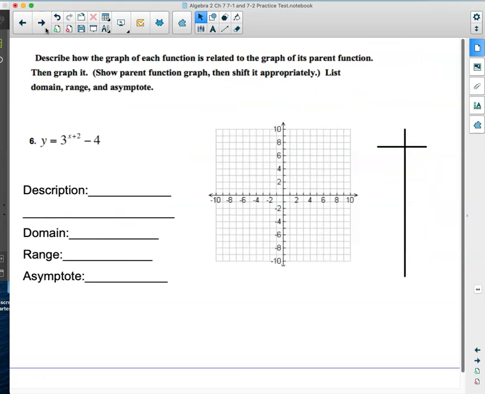Finally, one with both an h and a k. We need to see all of it. So describe how the directions are exactly the same. Describe how the graph of each function is related to the graph of its parent function, then graph it. Show the parent function graph, shift it appropriately, list the domain, range, and asymptote. So help me out here. For my table, what do I want to take? Y equals 3 to the x. That's it. H and k, wait until we move it.